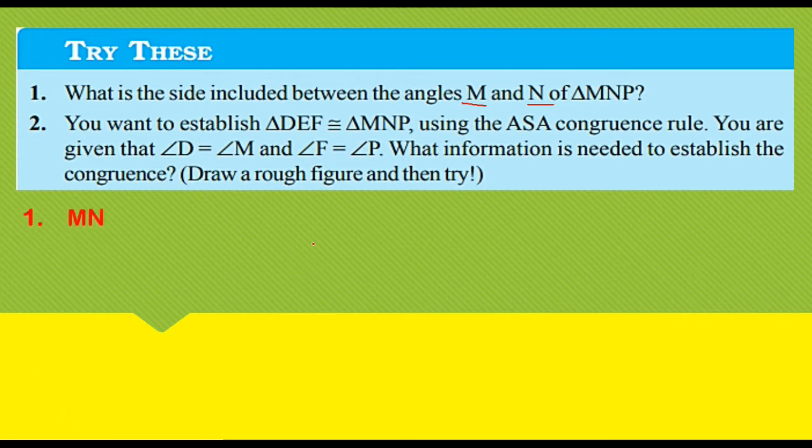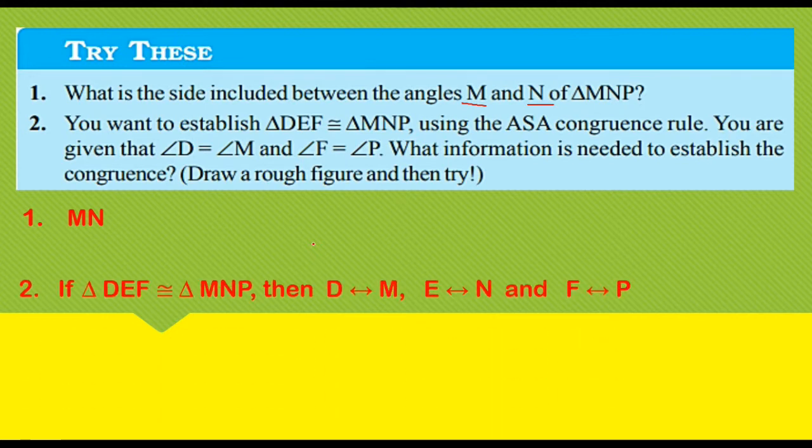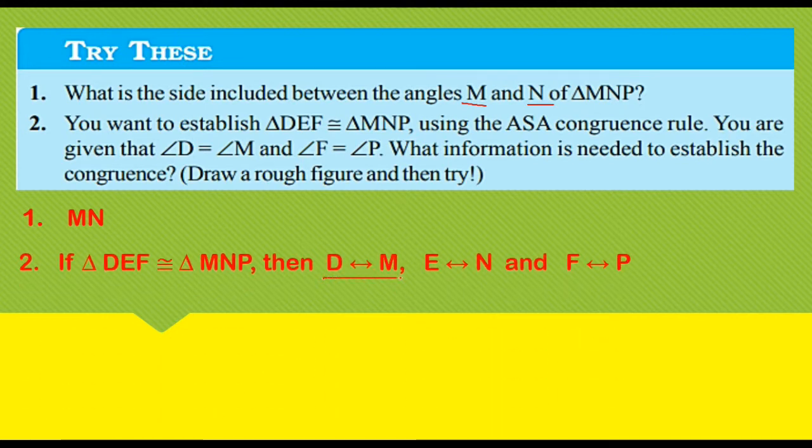Second question, you want to establish triangle DEF congruent to triangle MNP using the ASA congruence rule. You are given that angle D is equal to angle M and angle F is equal to angle P. What information is needed to establish the congruence? Draw a rough figure and then try. So let us first find out the corresponding parts of these two triangles. So we have D corresponding to M, vertex E corresponding to vertex N, and vertex F corresponding to vertex P. Let's draw the rough figure.